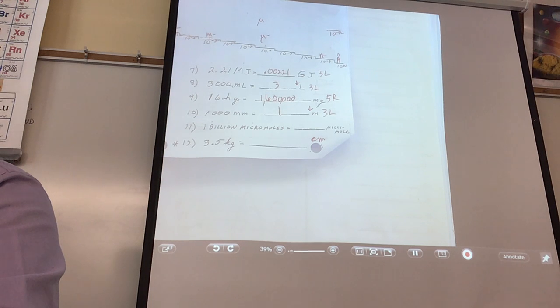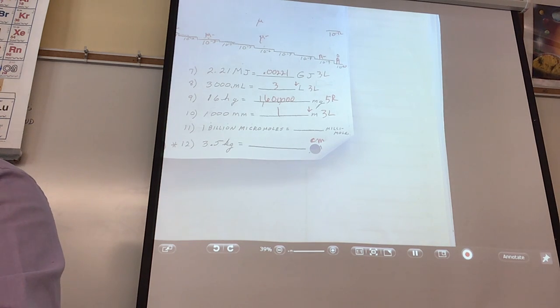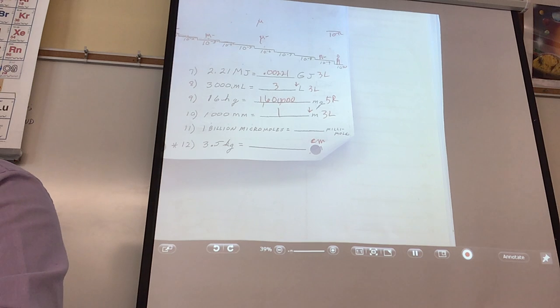1 billion micromoles equals how many millimoles? You don't even have to know what a mole is, do you? We'll be saying that word a lot, Madeline. Sorry, but in chemistry, we'll say that word a lot.